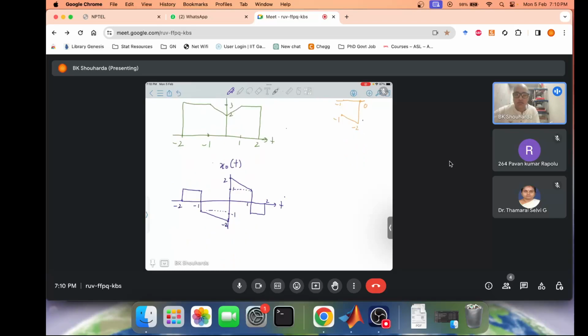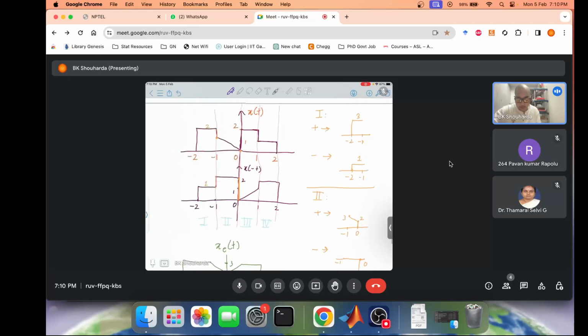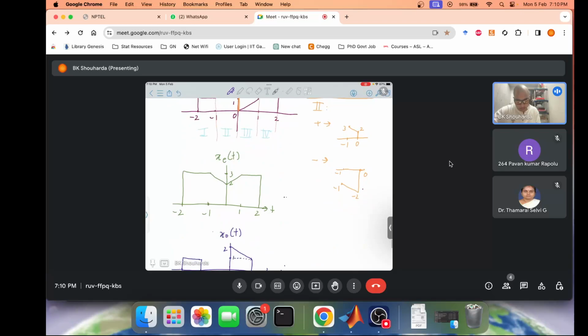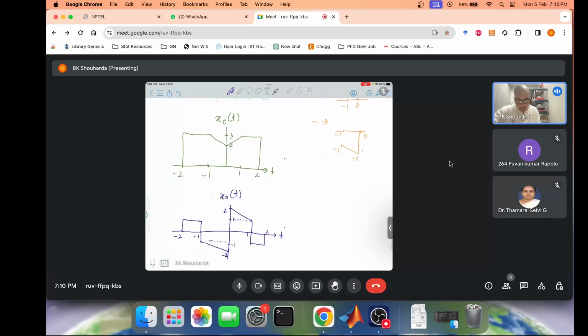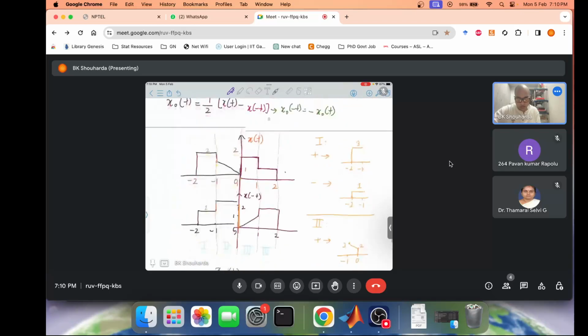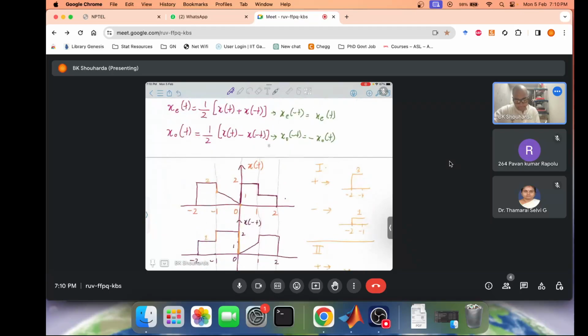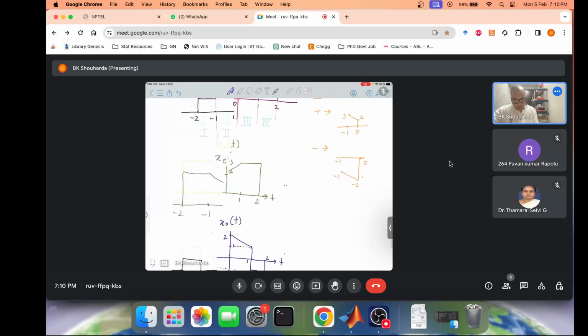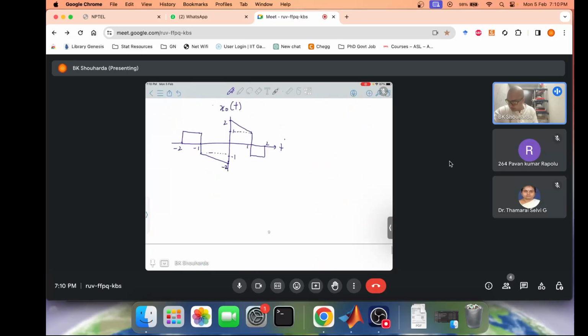So I hope you have understood how to decompose the even and odd parts of a given signal. Our original signal was over here, and we have obtained the corresponding even and odd parts. Okay, so we are done with the even and odd portions of a signal.